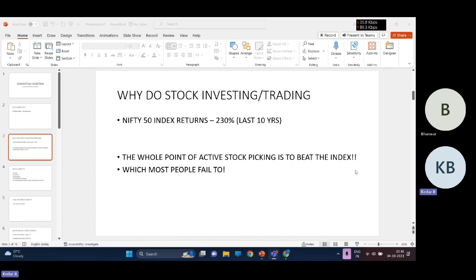The whole point of active stock picking and all of this struggle is that the main goal is to beat the index.